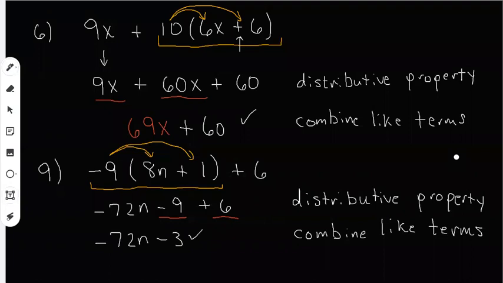Let me do number 10, and that'll be the last one that I do. Okay, number 10. Number 10 has a 2 on the outside, and on the inside, we have a 3x minus 2. And then I have a minus 5x, which is actually a negative 5x, right?